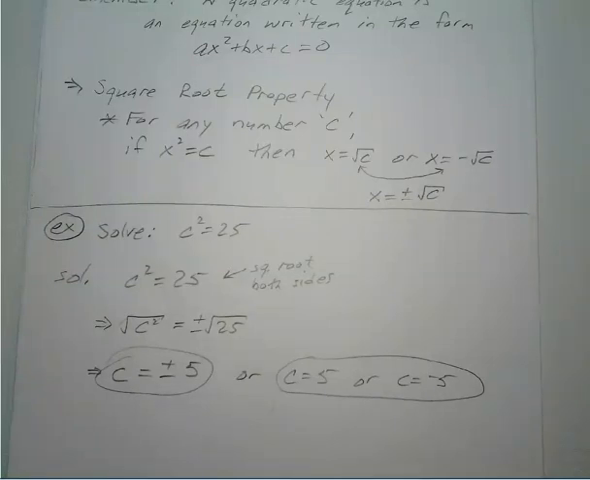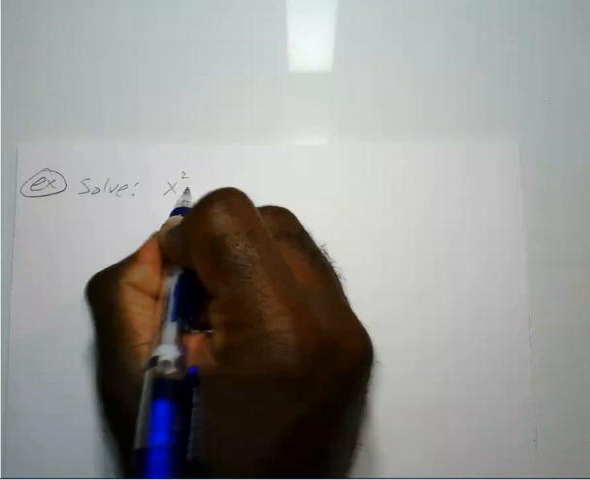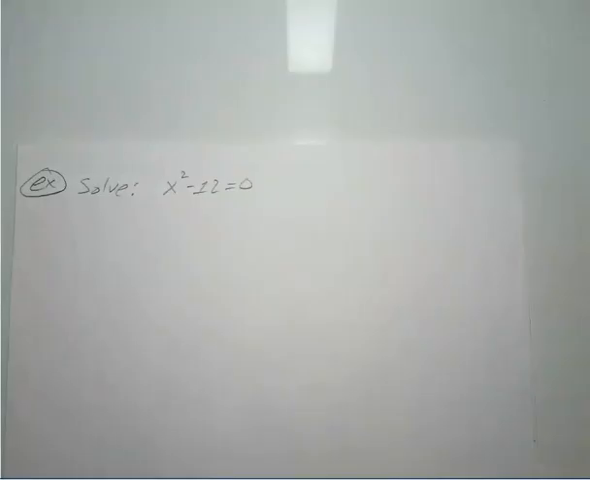Alright, let's go ahead to our next example. Let's say, for example, you wanted to solve x squared minus 12 equals 0. Then you want to solve that one for x.